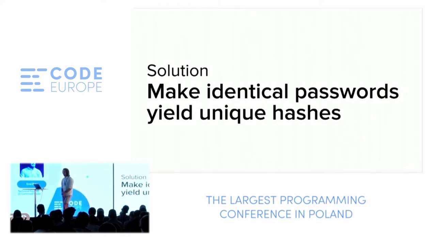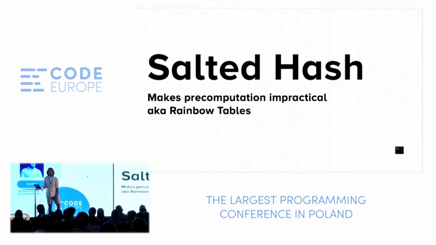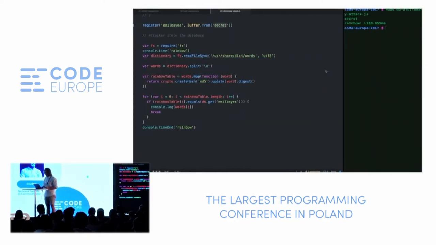So we want to increase the cost; we want to make it expensive to crack our passwords. We want to map identical passwords to unique hashes, so even if people use the same password, there's nothing there for an attacker to steal without actually having to crack every single password. This is called salted hashing. Sounds delicious, it's not. We just want to make this pre-computation very, very expensive to increase the cost of trying to crack our users' passwords. So let's run a demo.